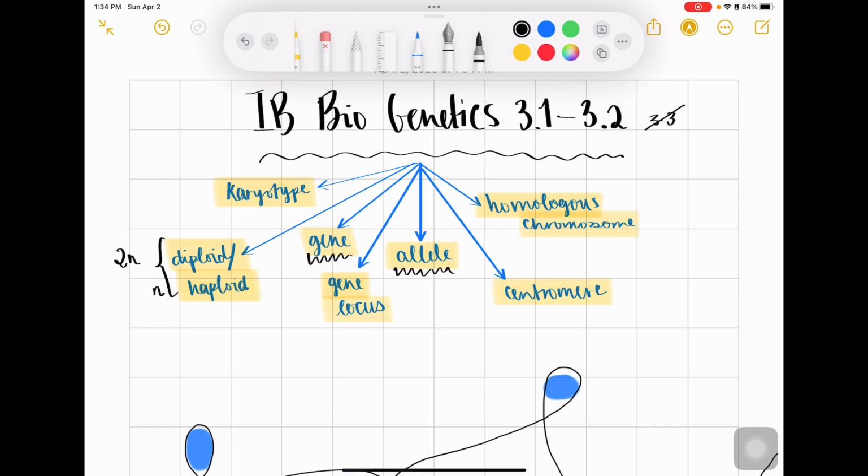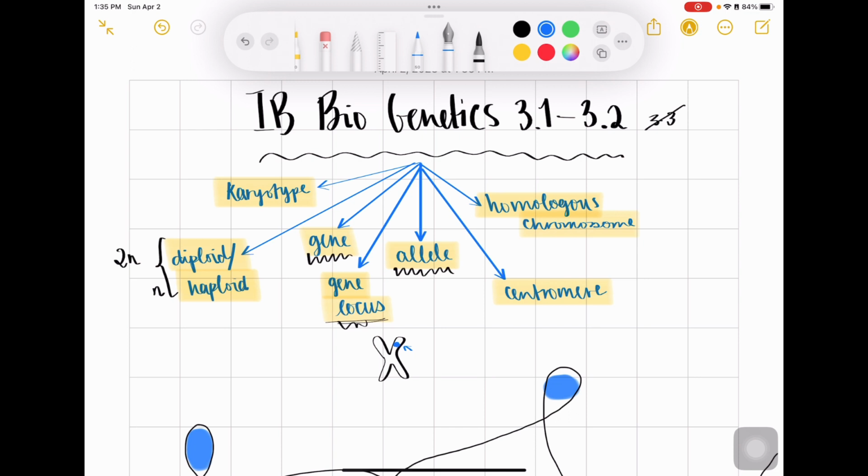Gene locus, you can see from here, it's the location of the gene on the chromosome. So let's say you have a chromosome here. You have a gene here. This will be the gene locus. It'll be at the top of the gene.